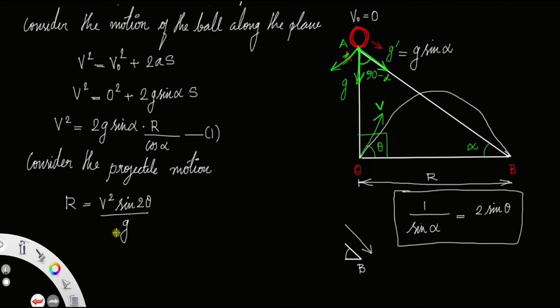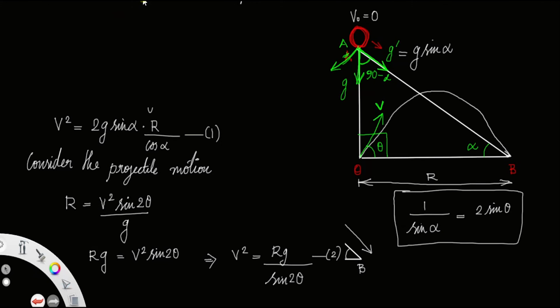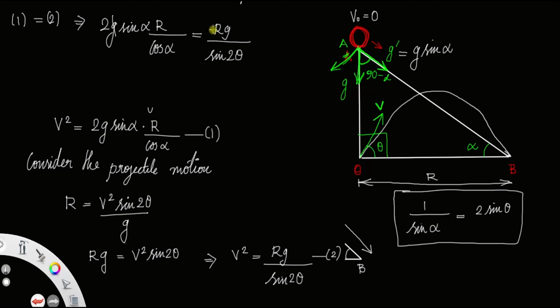So isolating v, you can take this g to the right. So Rg equal to v square sine 2 theta, or you can write v square is equal to Rg by sine 2 theta. Call this as equation number 2. Now if you again compare the equation 1 and 2, they both are v square. So equation 1 is equal to equation 2, which implies you can write 2g sin alpha R by cos alpha is equal to Rg by sine 2 theta. Clear? So you can cancel this g and this R.